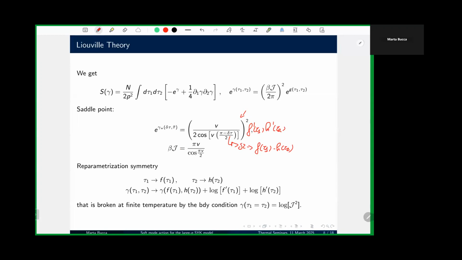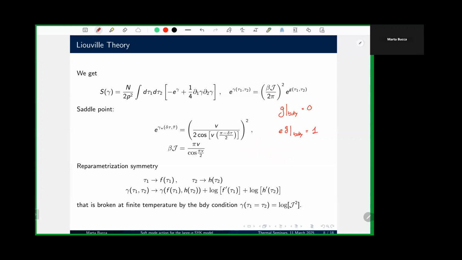And for the Liouville theory, in this case, you don't have any terms in the action that break reparameterization explicitly. So the action is manifestly reparameterization invariant. What breaks the reparameterization in this case are the boundary conditions. As I've said before, on the boundary, so when tau 1 is equal to tau 2, we need to impose that G is equal to 0. And this means that e to the g on the boundary has to be equal to 1.